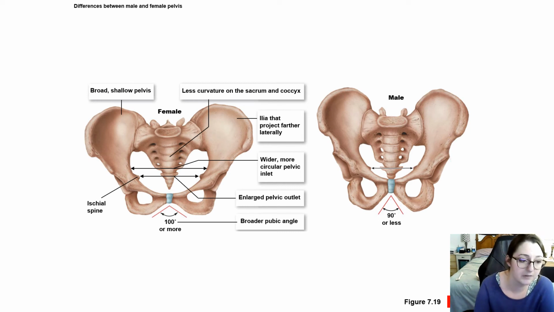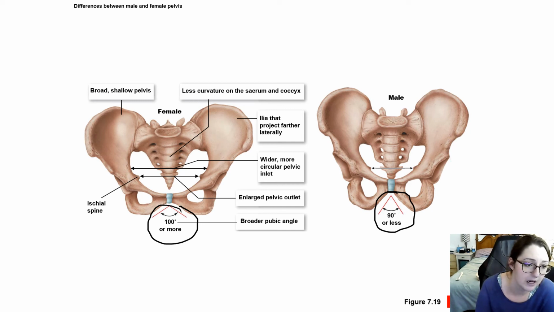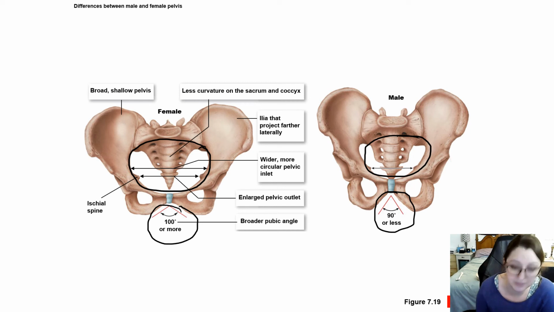So one of the biggest things that I think is most noticeable is the angle of the pubic angle. So it's either going to be 100 degrees or more on a female, so wider, or it's going to be more narrow, so 90 degrees or less for a male. You can also tell from the pelvic inlet, it's wider in females than it is in males. So that is obviously for reproductive purposes, allowing for a baby to pass through.